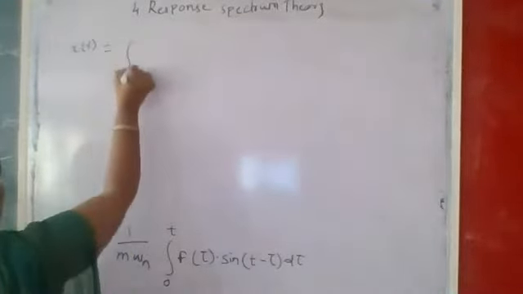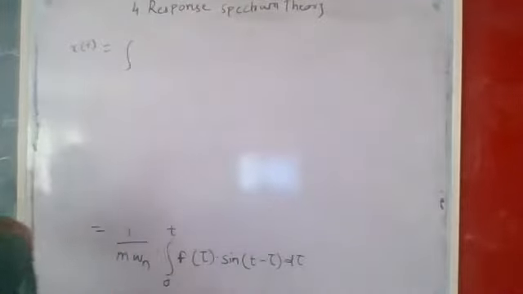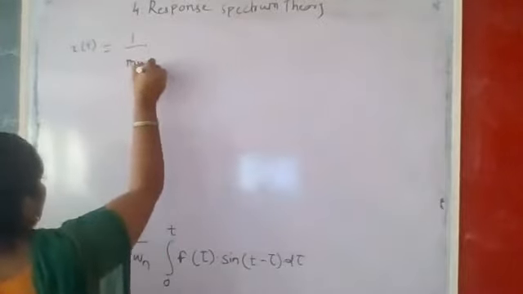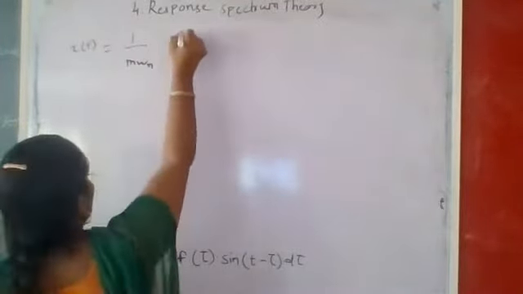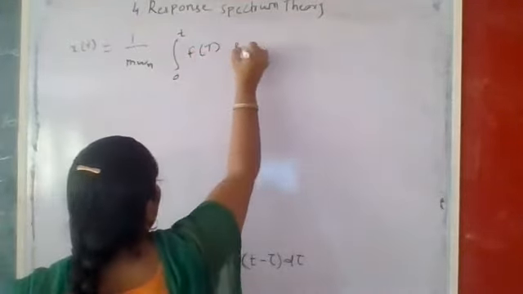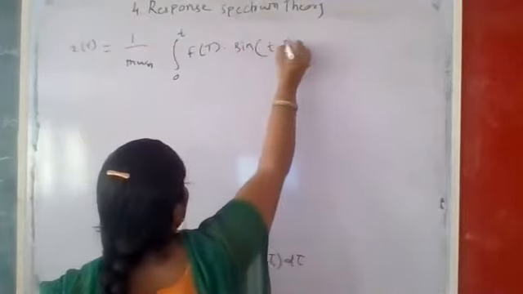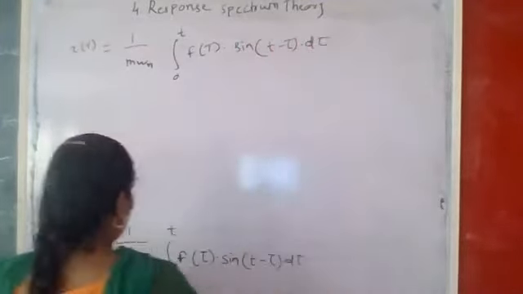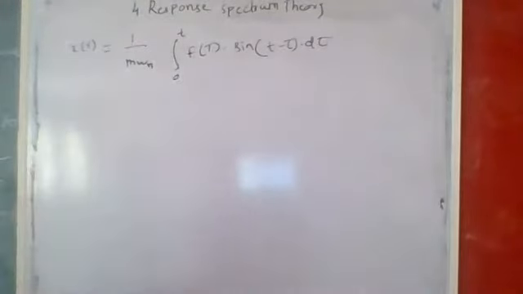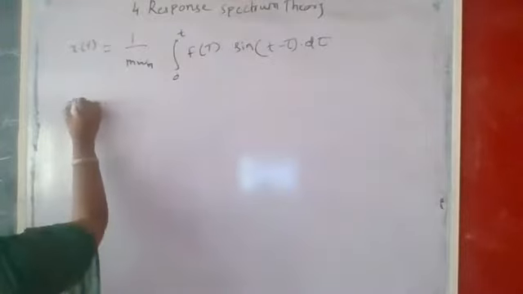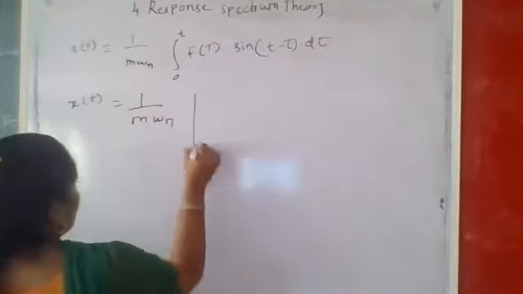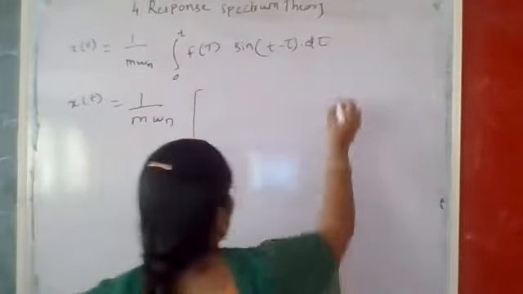x of t is equal to 1 upon m omega n into integration of 0 to t of f of tau into sine of omega n into t minus tau into d tau. Okay, we have to solve this integration. How to solve this integration? Anyone can please tell me? x of t is equal to 1 upon m omega n into integration of that term. What is the integration of this?